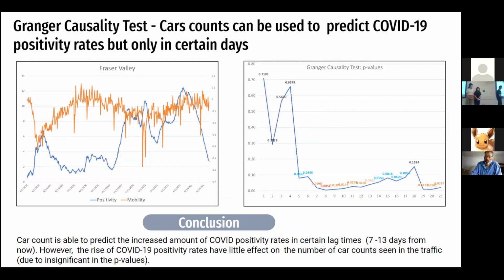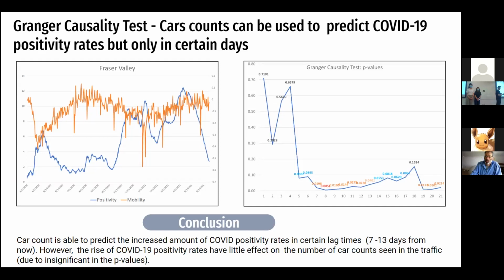Okay, so we conclude that it's actually possible to use car counts to predict COVID positivity rates. However, only in certain days of time. If you can see here, the p-values are less than 0.05 for around 7 to maybe 13 days. That's a great time to predict the COVID positivity rates 7 to 13 days from the present day.